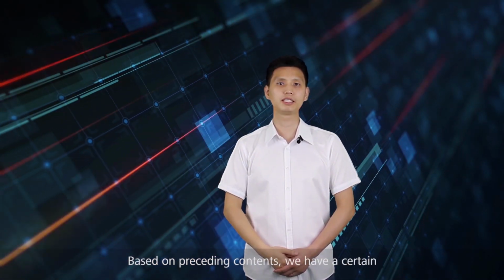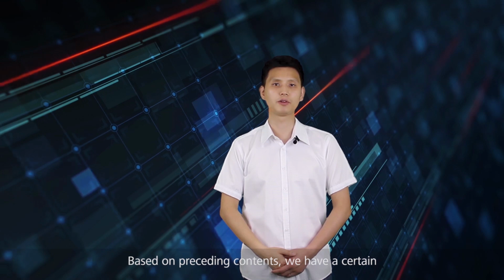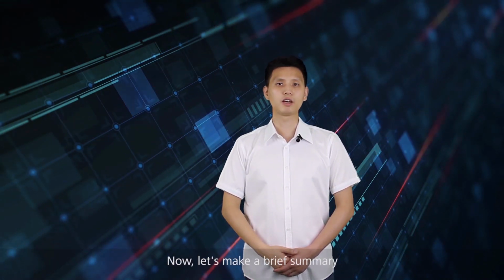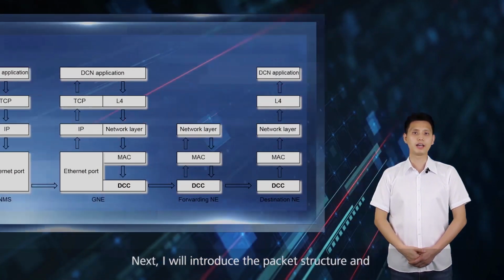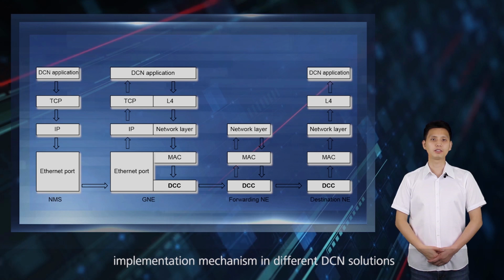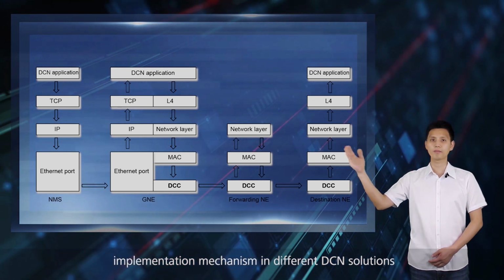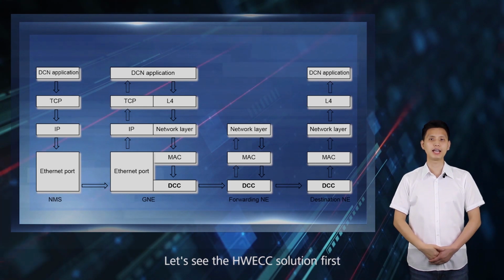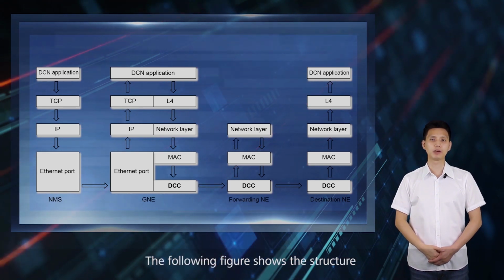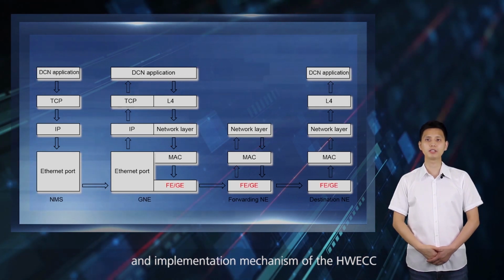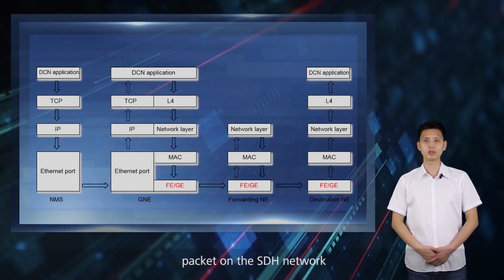Based on the preceding contents, we have a certain understanding of DCN application scenarios. Now let's make a brief summary. Next, I will introduce the packet structure and implementation mechanism in different DCN solutions. Let's see the Huawei ECC solution first. The following figure shows the structure and implementation mechanisms of the Huawei ECC packet on the SDH network.